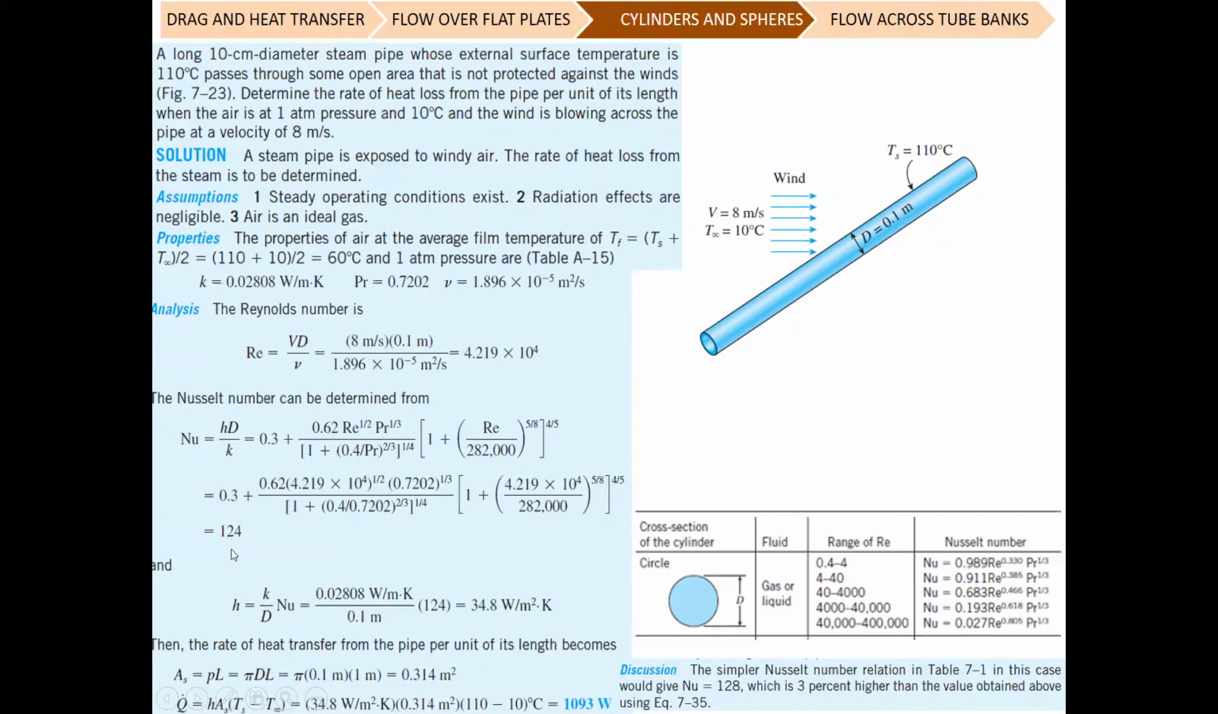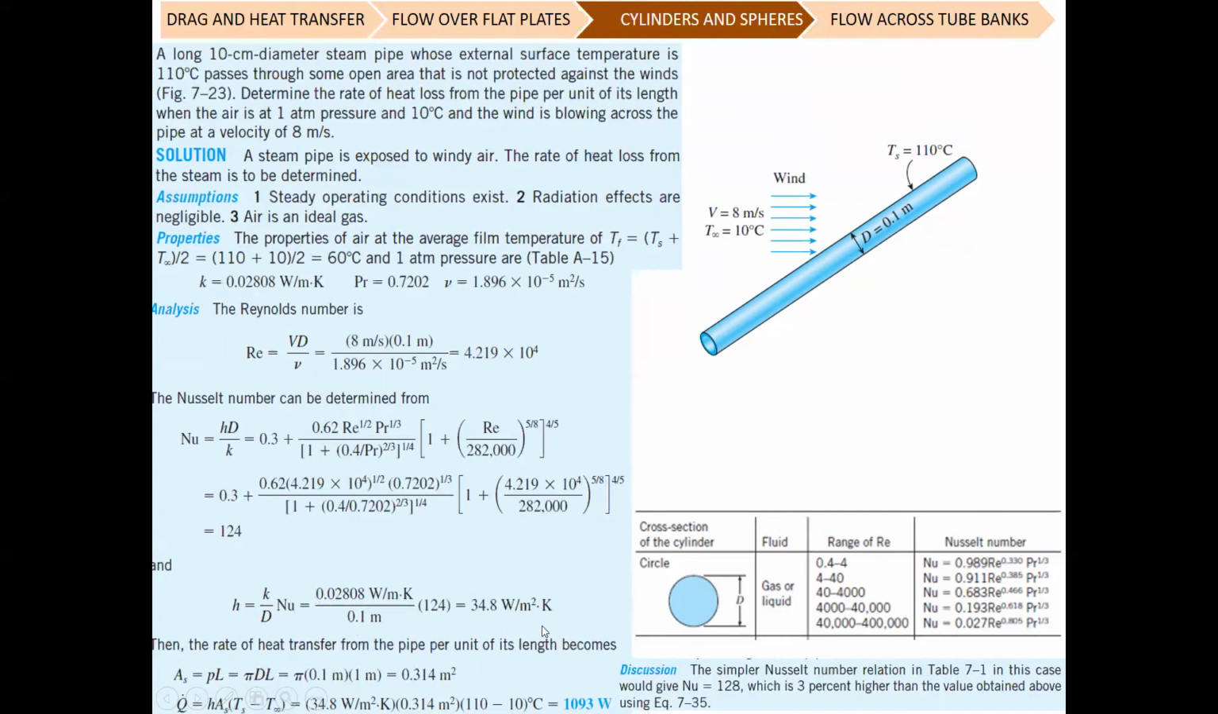So this is the Nusselt number you have calculated. The thermal conductivity of the fluid, the air, sorry, is 0.02808, and the diameter is 0.1. And now you can find the heat transfer coefficient is 34.8 watt per meter squared Kelvin.